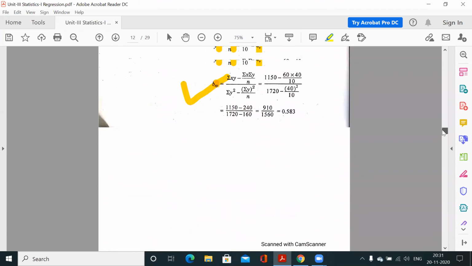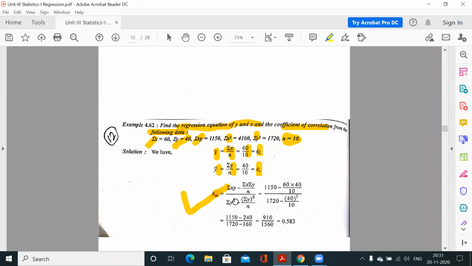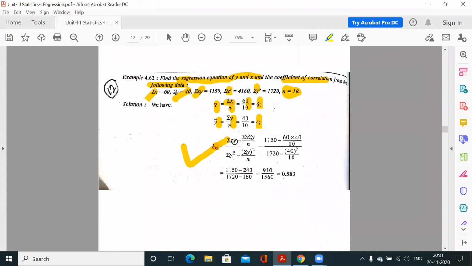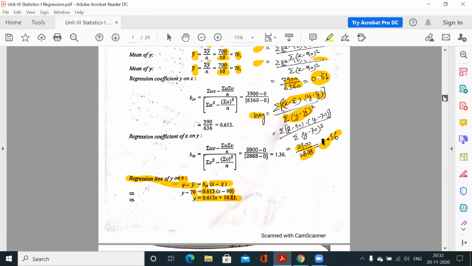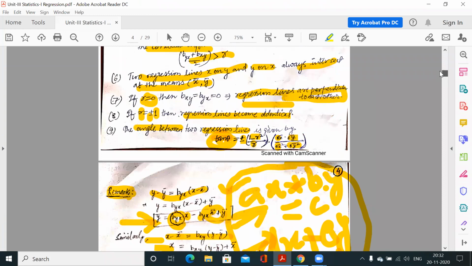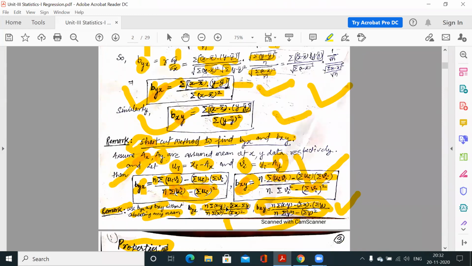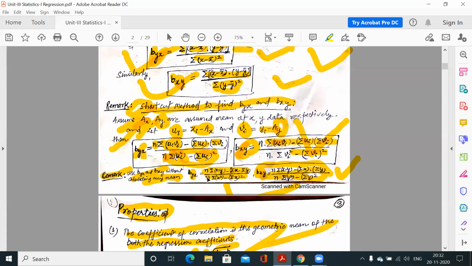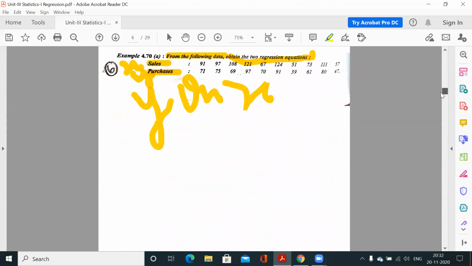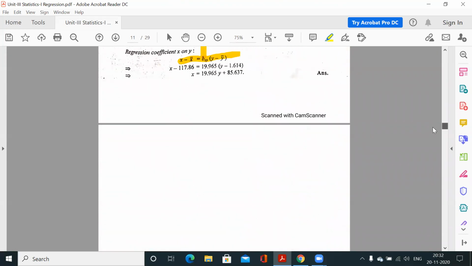So this is the only choice. This is the same formula: if you multiply by n, taking n common from the numerator and denominator, we will have the formula in the given format. Otherwise, there is no difference.